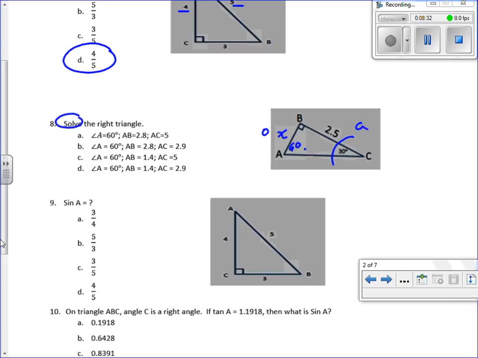And so I'm going to use the tangent function. I'm going to say the tangent of 30 equals x over 2.5. So x would equal 2.5 times the tangent of 30. All right. So let's type that in. 2.5 tan 30. Okay, so I know that the length of side AB is 1.4, so I'm just going to write that down. So AB equals 1.4. So that means I can eliminate these two. So now I'm left with C and D, so I have to find out how long AC is so that I can answer that.